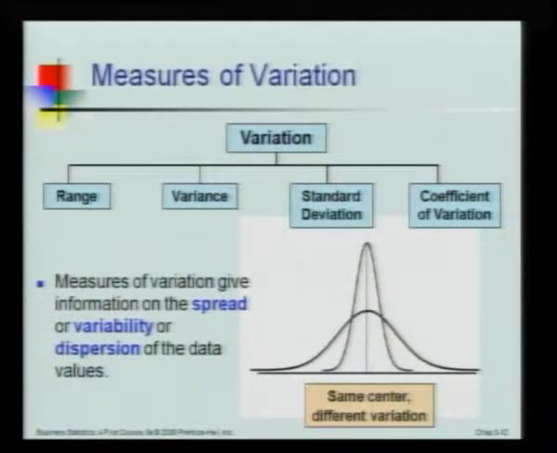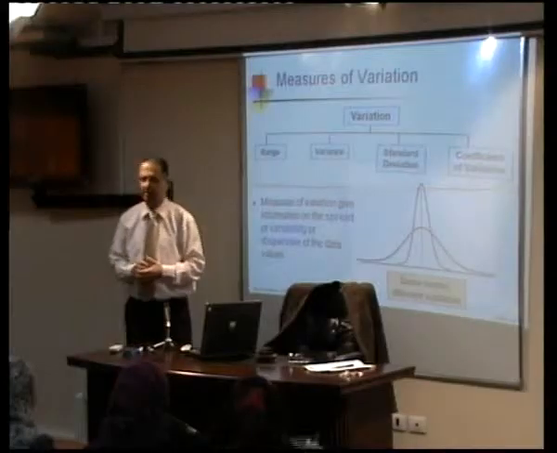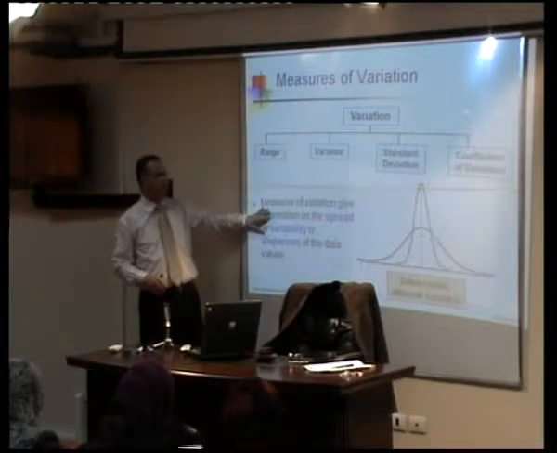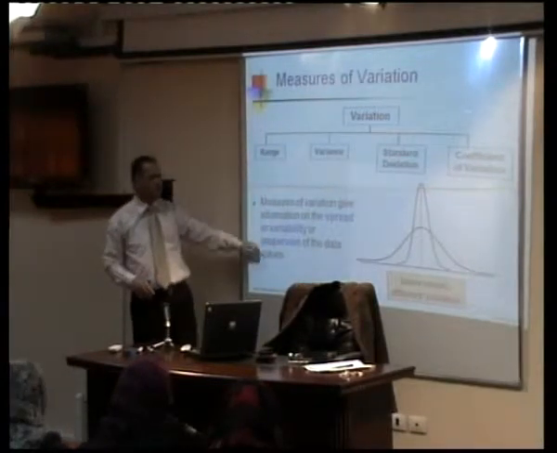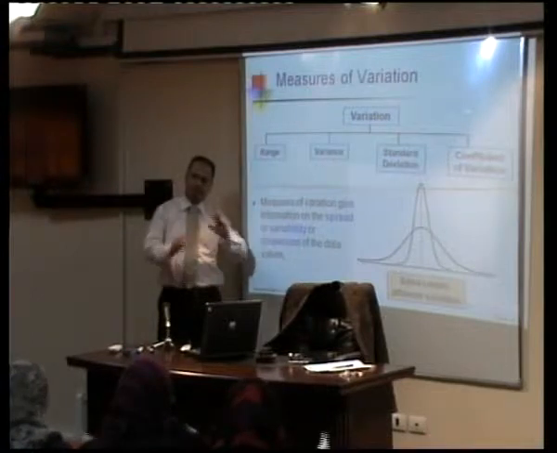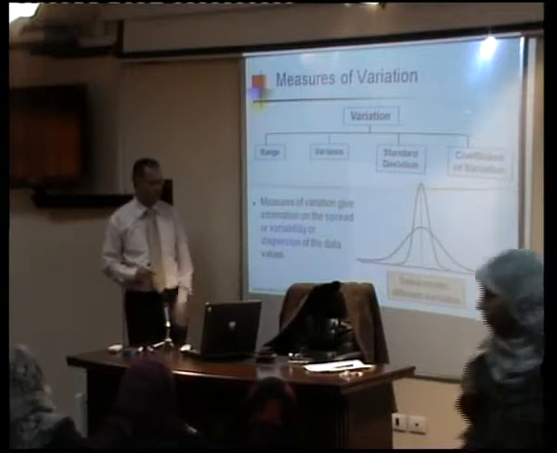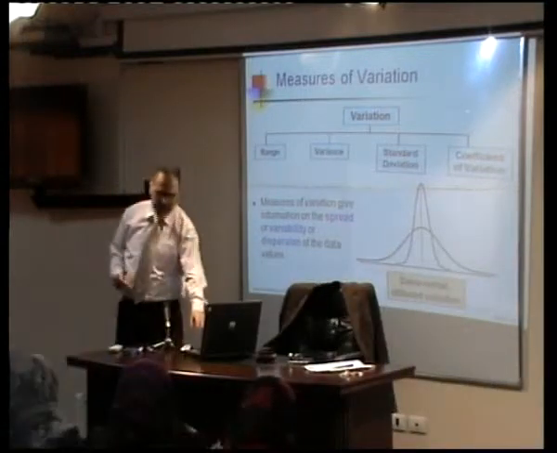The other measure of variation is called the variance. By using the variance, we can also compute another measure called standard deviation. And finally, we'll talk a little bit about the coefficient of variation to compare 2 different data sets when we have different units or different measurements. Measures of variation give information on the spread. Spread means variability or dispersion of the data set values that you have.